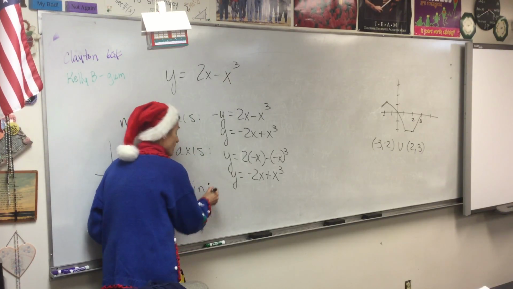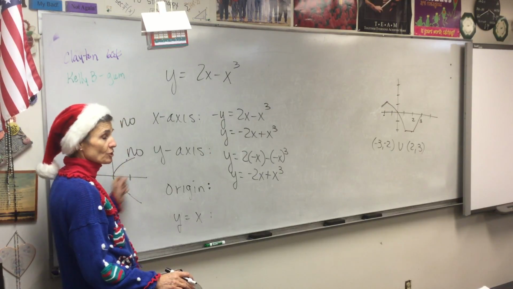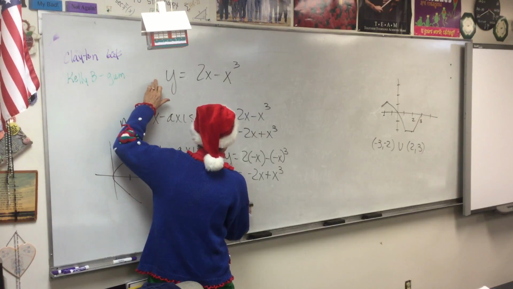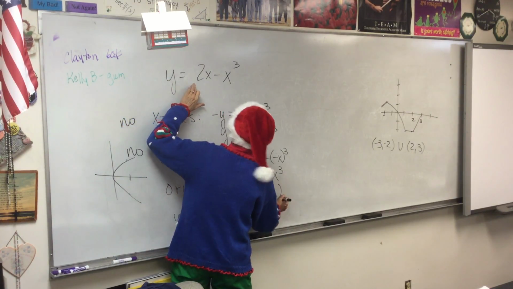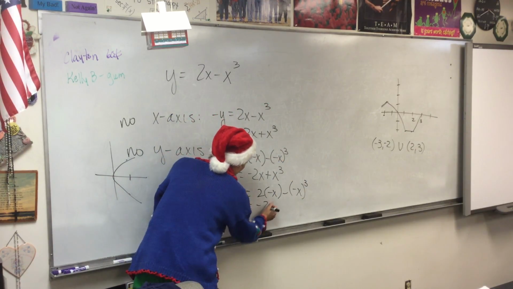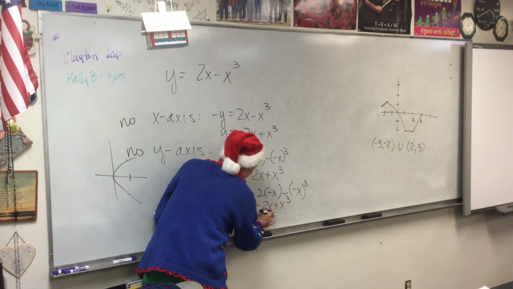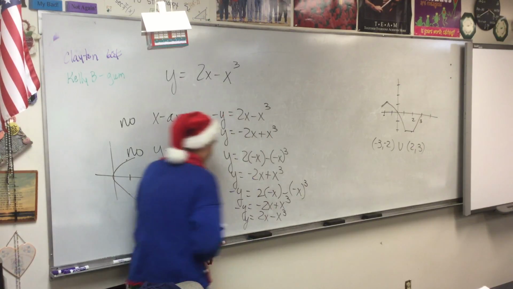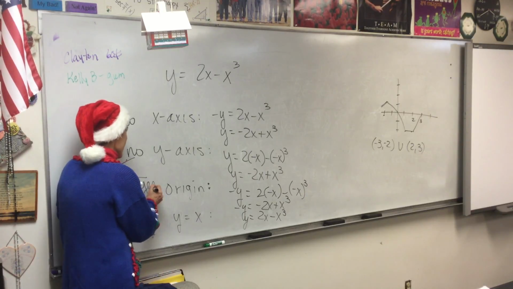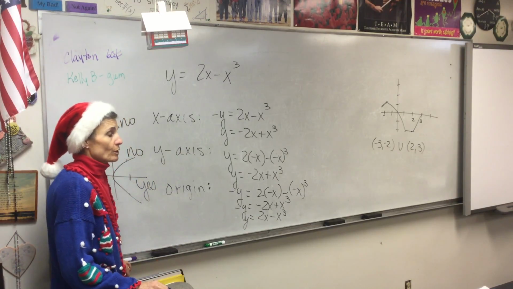Now, to test for symmetry about the origin, you change both. Because if you're moving across the origin, you're going from plus plus to minus minus. So that would be... Is that the same as the original equation? Yes. So that one is yes, it does have symmetry about the origin.